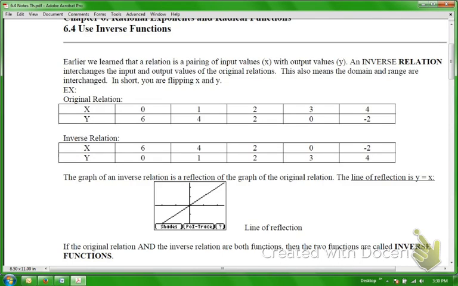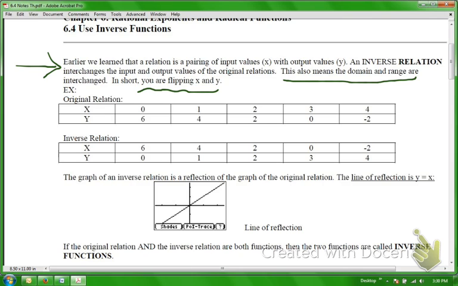Hi, today's lesson is going to be on inverse functions, and I think you're going to like these because they are very simple and very straightforward. So the first thing I want you to see is that we are changing the input values with the output values. In an inverse relation, it interchanges the input and output of the original relation. This sounds very mathy. What you need to know is that it changes the domain and range. In other words, you are just flipping x and y. Nothing more complicated than that.